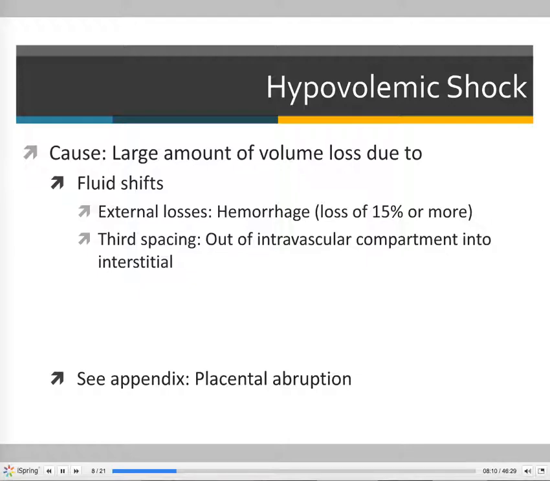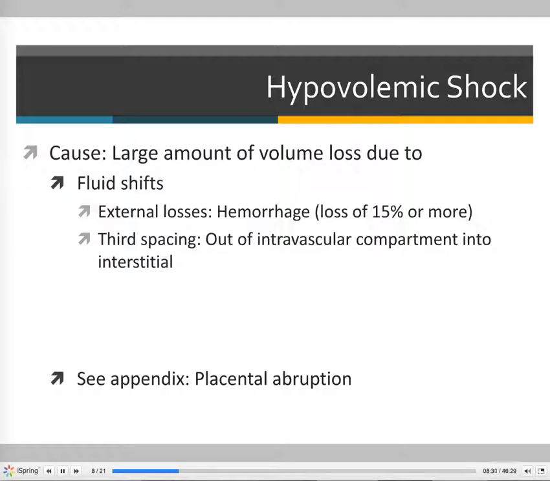External losses of plasma, which can happen when one suffers a severe burn, can lead to hypovolemic shock. Also, external losses of extracellular fluid, which can happen in the case of severe dehydration. Severe dehydration can occur with diaphoresis, and loss of GI fluids with vomiting and diarrhea.